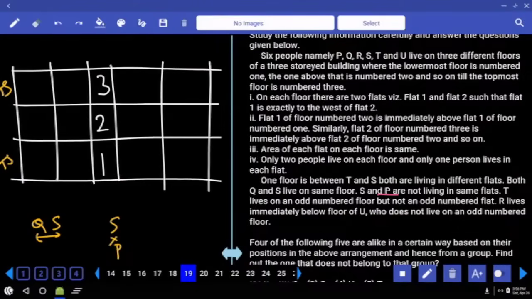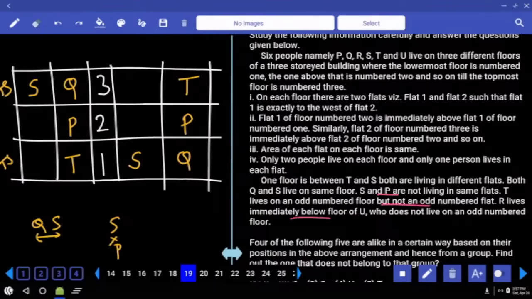And next one, T lives in an odd number floor but not odd number flat. Odd number floor but not odd number flat, and T can be either in the first floor second flat or third floor second flat. And between T and S there is exactly one person, and these 2 persons are not living in the same flat. Now Q and S are living on the same floor. And S and P are not living in the same flat, and P must be here.